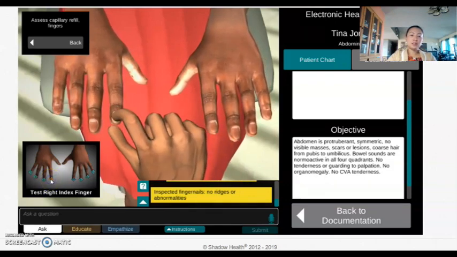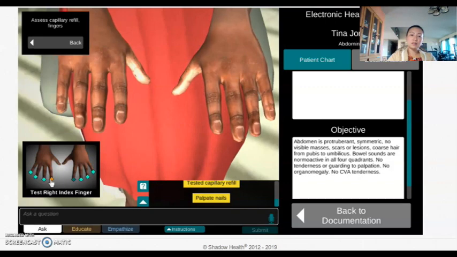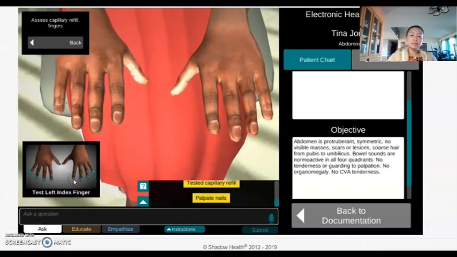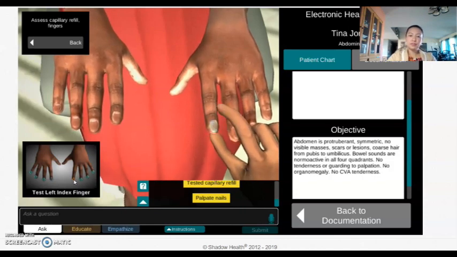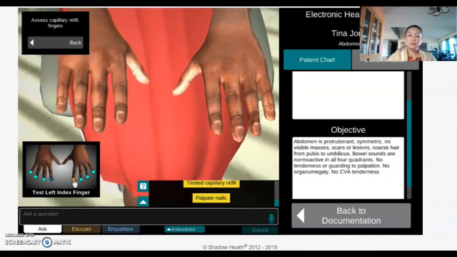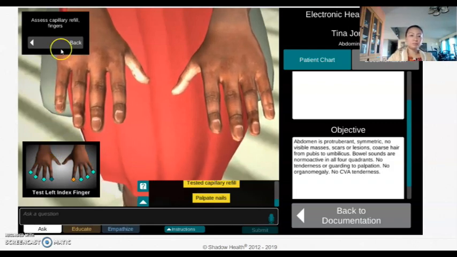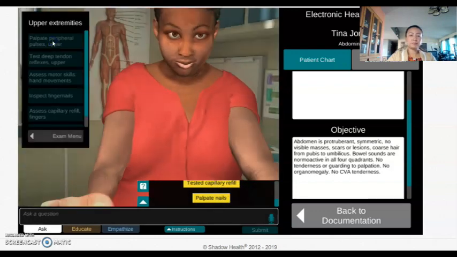Okay, testing the right index finger. Okay, very good. And it went back to its normal color. Move into the left index finger. Same thing, it went to its normal color. And capillary refill of less than 3 seconds.